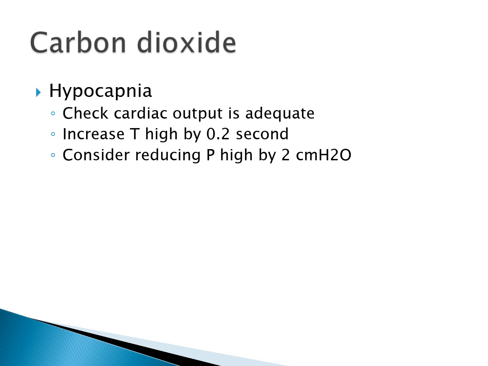If CO2 is low, well, firstly, I would check the cardiac output from my patient is adequate. I would then look to increase T high by 0.2 of a second. So again, we're looking at more time now at high pressure than low. And I would consider reducing my P high slightly, which means the difference between P high and P low is less, potentially a lower tidal volume as a result, and that will potentially help your patient blow off a little bit less in the way of CO2, if that's becoming a problem for you.